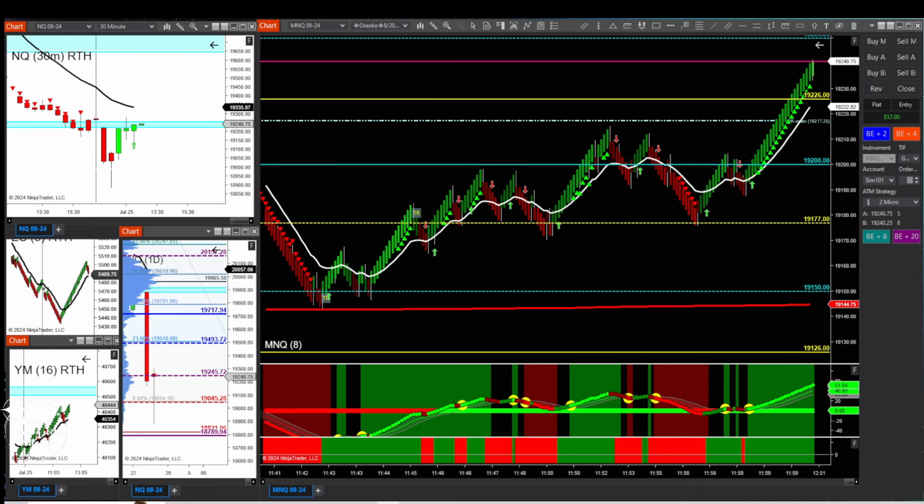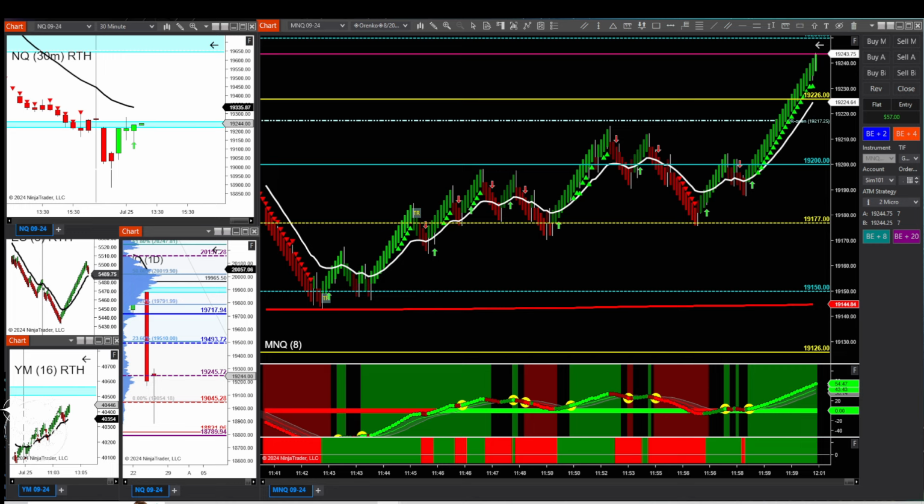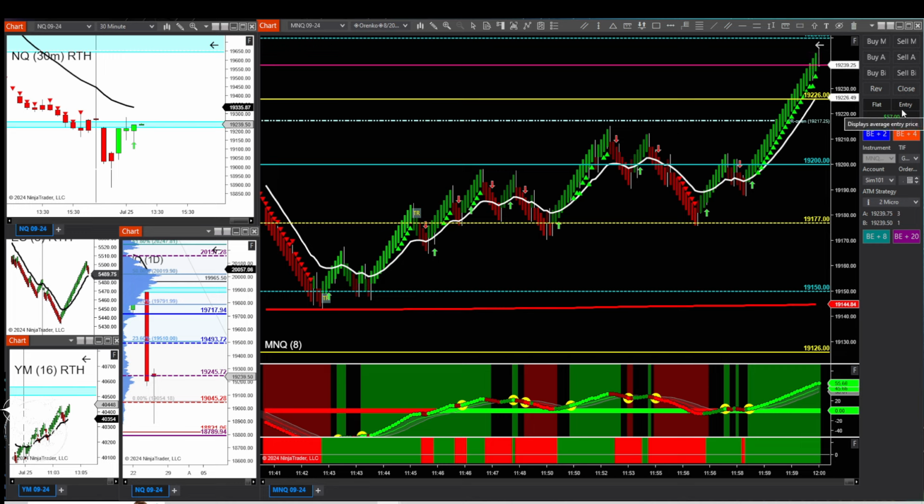So there's lots of different ways you can get your targets. You can use support and resistance. You can use round numbers. You can use volume profile levels. You can use, you know, daily expected moves. Price structure. You can use daily pivots and their Fibonacci extensions. You can use the IB. There's just so many ways, guys. This is just how I do it.